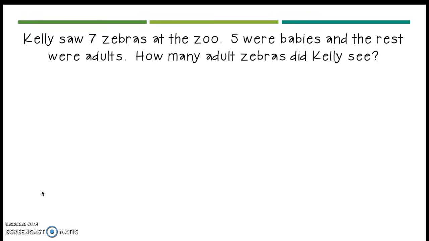Kelly saw 7 zebras at the zoo. 5 were babies, oh my goodness, so cute, and the rest were adults. How many adult zebras did Kelly see? Okay, here we go. Are you ready? You're going to draw what we read.